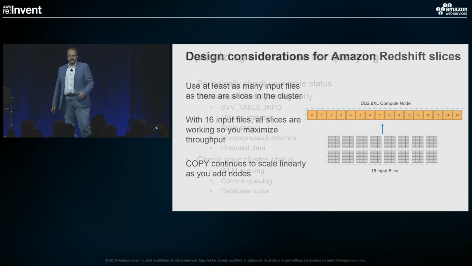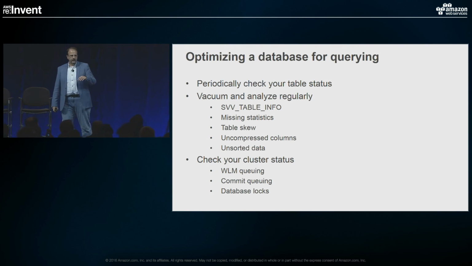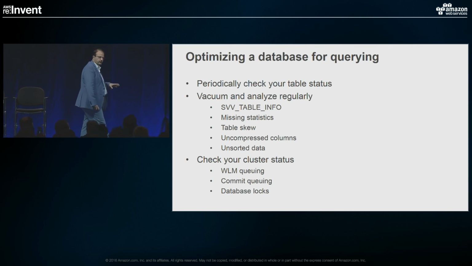So, review a little bit. How do you optimize your database for your queries? First, you periodically check the status of your table, see if you need stats or need vacuum, right? And you really have to take a look at anything that's missing stats, table skew, columns that are not compressed, or data that's not sorted. All that will, over time, degrade your performance.